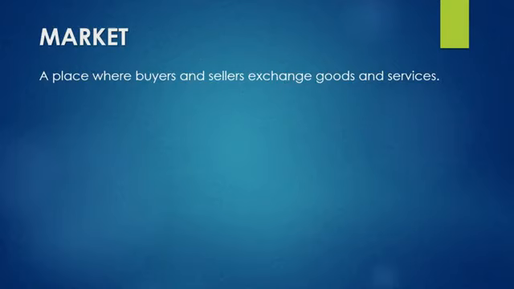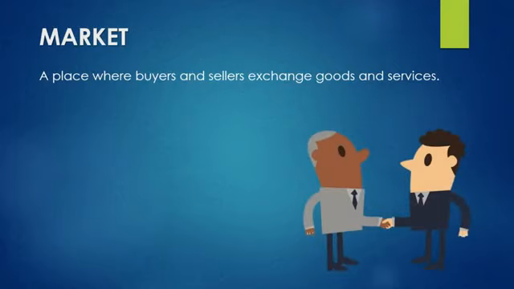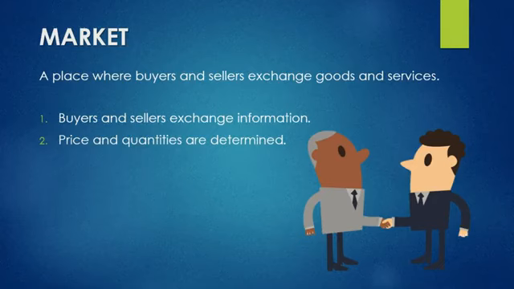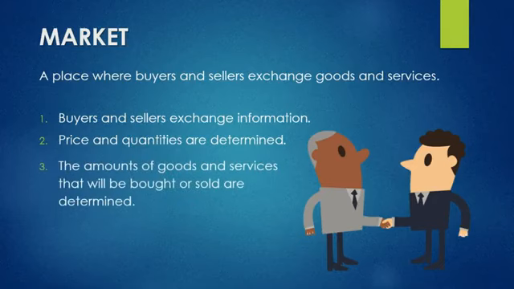And there are certain activities which occur within these markets. This is where buyers and sellers can exchange information on what a good is, or how much they are going to sell it for. Prices and quantities are determined, and the amount of goods and services that will be bought or sold is also determined. So these are some activities which occur in these markets.